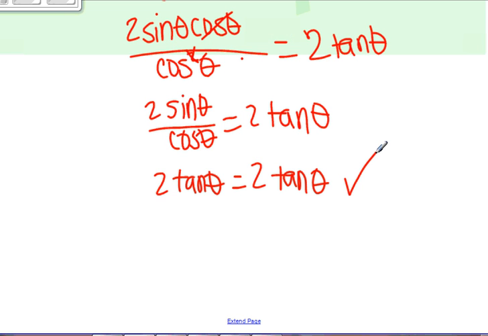Please make sure you always finish it out. Your last statement should say that the left side equals the right. So that's why I have 2 tan theta equals 2 tan theta.